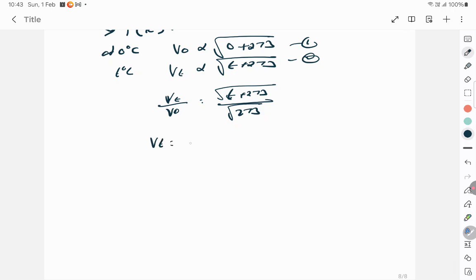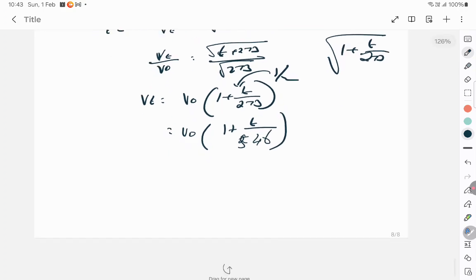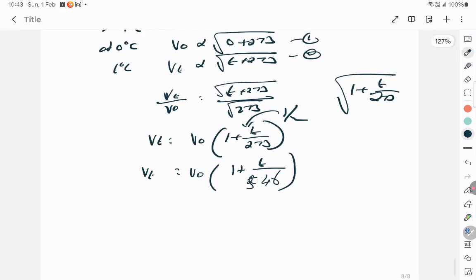Vt at a particular temperature, the velocity is V0 into, you can write this as a whole root, 1 plus T by 273, with the whole root, which can be written as power 1 by 2. Now applying the binomial theorem, this half can come here: V0 into 1 plus T by 2 into 273, which is basically 546. This is my velocity at a particular temperature.